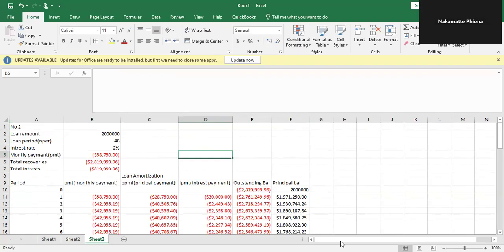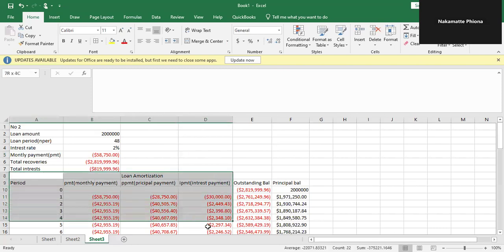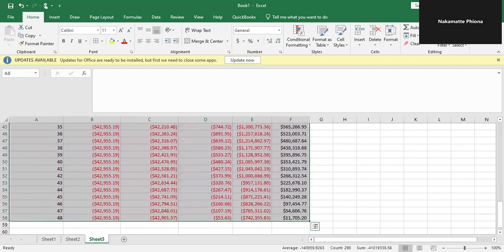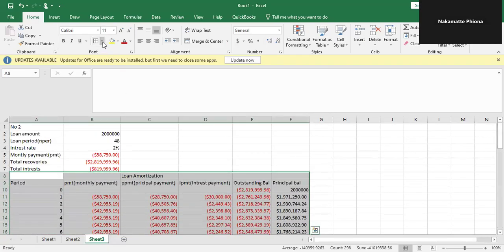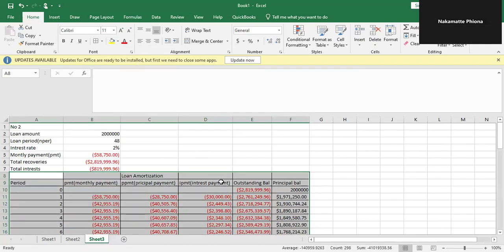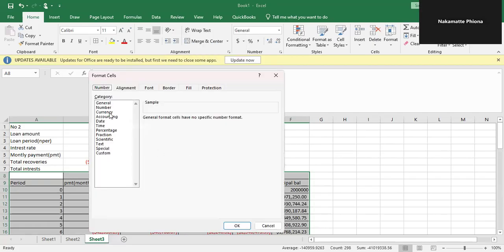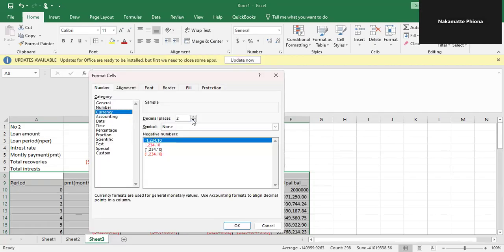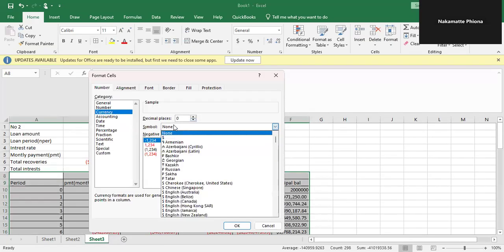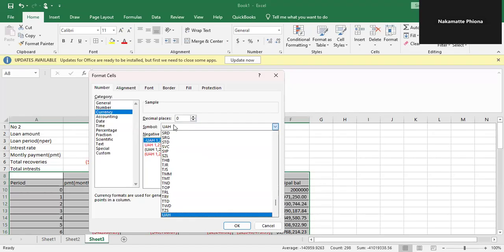Include your borders and format your figures to appropriate currency and remove all the decimal places. Include borders. Format cells. Decimal places to 0 and symbol UGX.